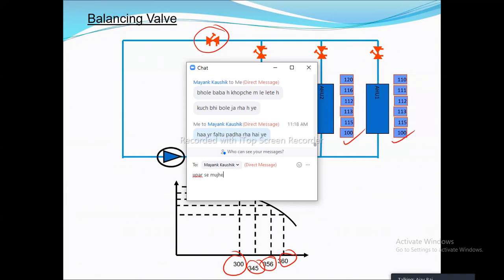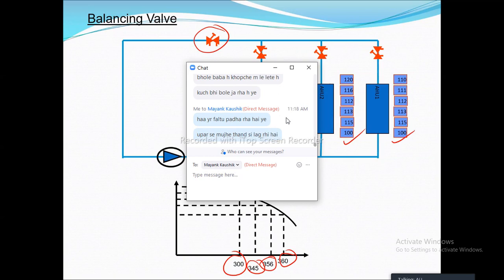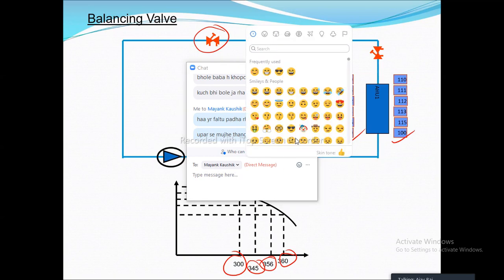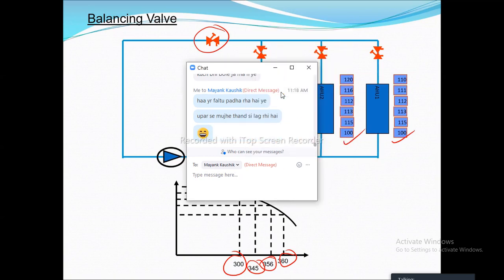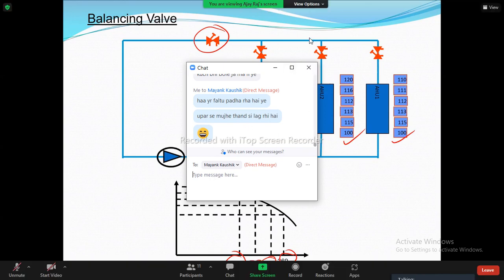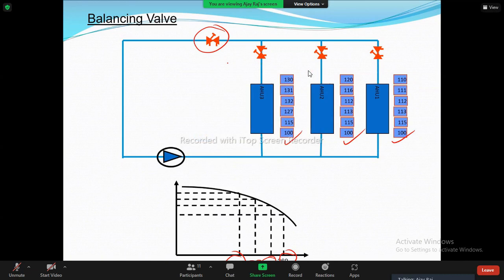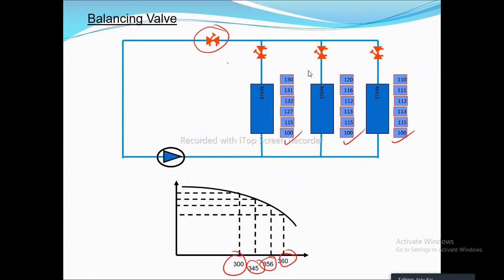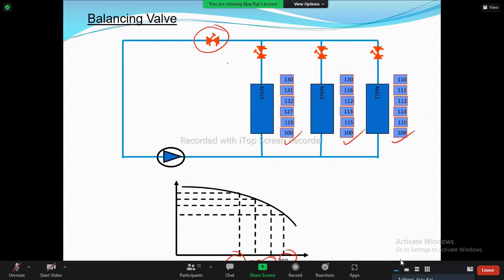In actual practice, it may take more time. Why? Because your capacities will be different. They will not be the same. So the moment you throttle your second last one, the first one's flow may vary. So in olden days, the balancing activity could even take a year.